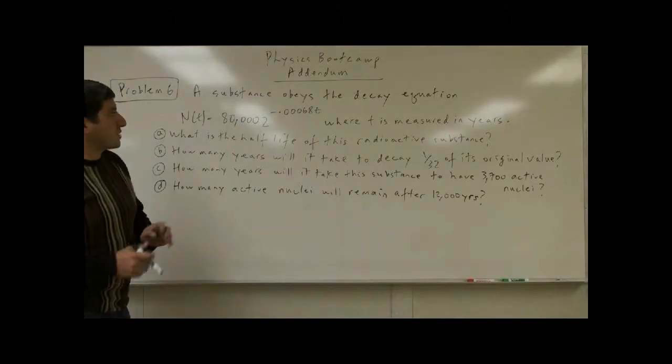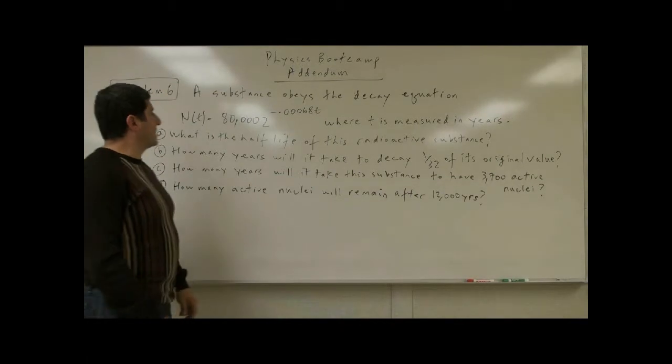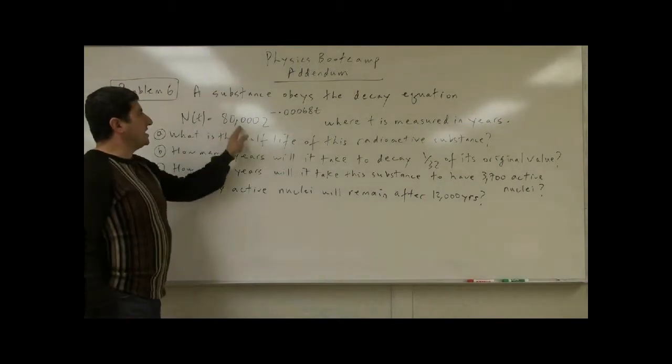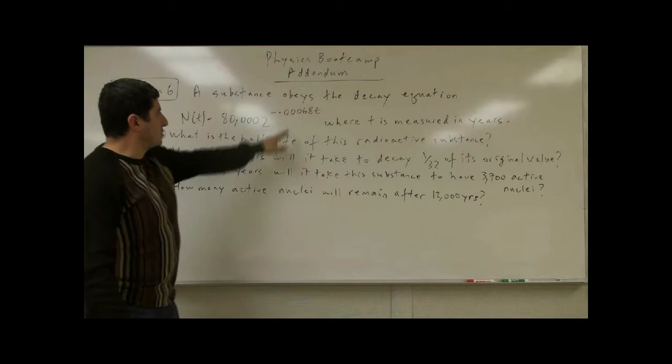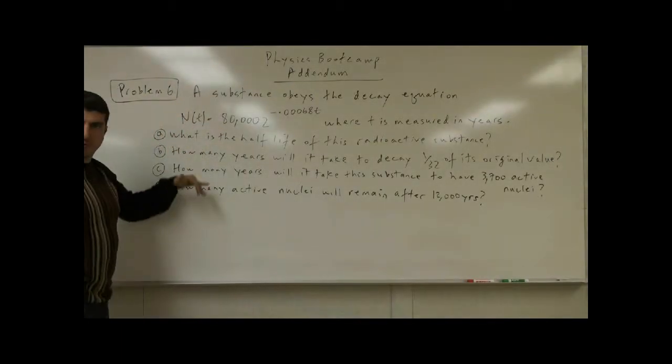Now, this problem is on radioactivity and half-life. It says a substance obeys the decay equation N of t is 80,000 times 2 to the minus 0.00068 t, where t is measured in years. And then it asks you some questions.